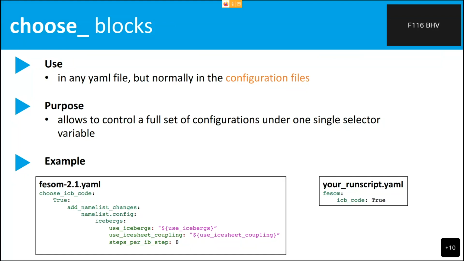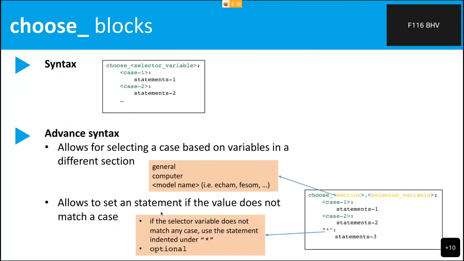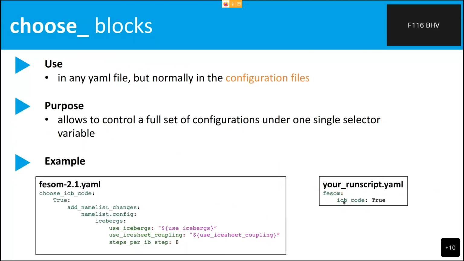How do you trigger that from your run script? Well, again, you have to kind of reverse engineer. You say, okay, I'm going to look at my FESOM component, and I'm going to see what variable I'm checking for the choose, and we see the variable is ICB code. So you can go into your run script, and inside FESOM, you can set ICB code true. By default, inside the FESOM 2.1 YAML it is defined as false, and then you are rewriting that with your run script to be true. You will be activating this whole thing and putting all these namelist changes into your namelist.